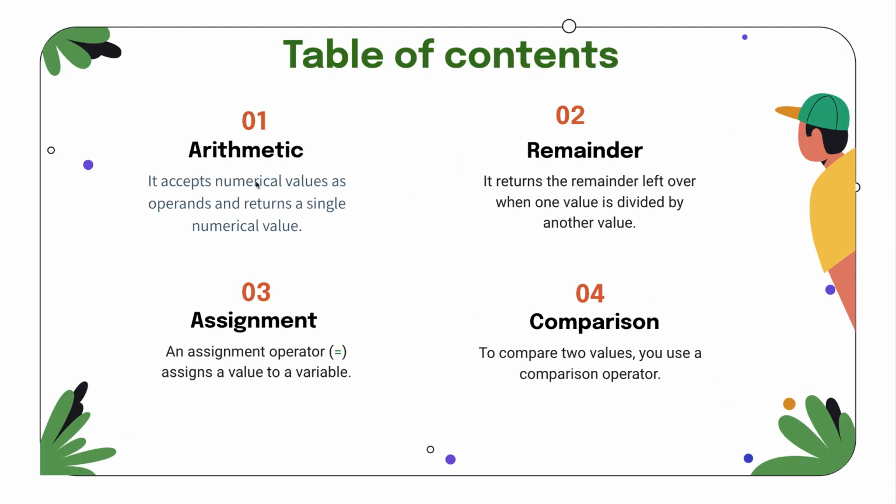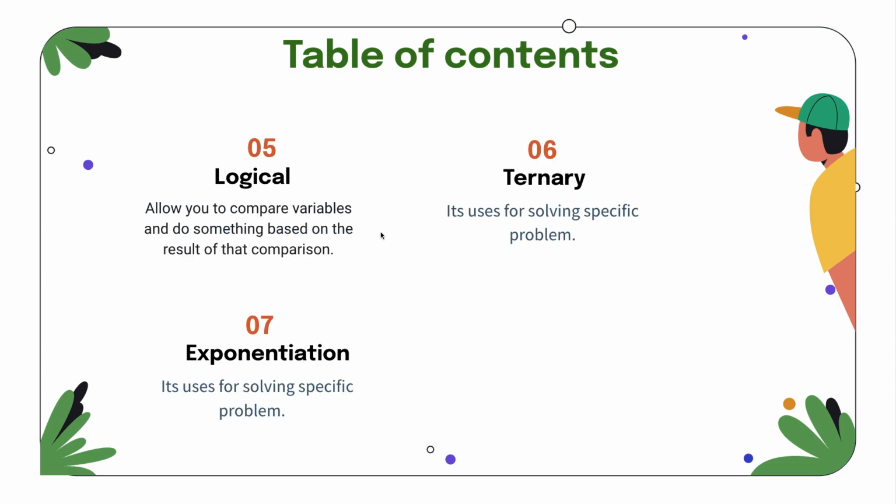First we have arithmetic operators, which will work on the numeric value and string value. Second we have remainder operators. Third we have assignment. Fourth we have comparison operators. All these operators we'll see in detail in upcoming slides. Next, fifth, we have logical operators, ternary operators, and exponential operators. All these things we will keep on studying in the further slides.